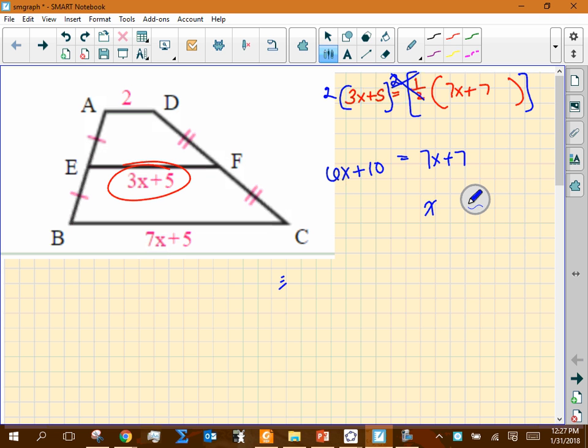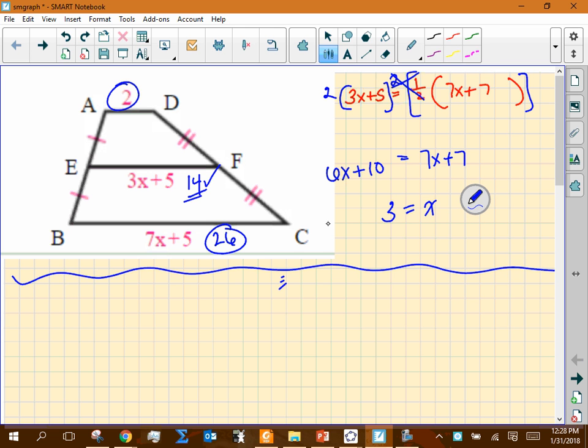Subtract 6x from both sides. Subtract 7 from both sides, you get x to be 3, right? The built-in check then is to say, okay, if 3 is my x value, then this thing here becomes 14. And this becomes, what, 26? What's 26 plus 2? 28. What's half of that? 14, right? Okay.